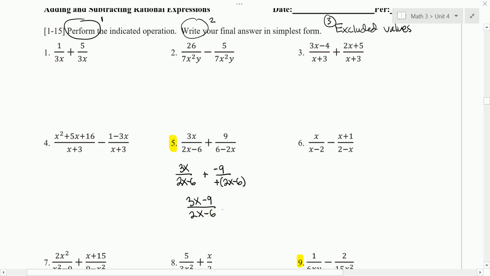There's nothing that can be factored or reduced. Actually, take that back, we can factor a 3 out of the top part, so we get 3 times x minus 3. We could factor a 2 out of the denominator and get 2 times x minus 3. And both fractions have an x minus 3. Divide top and bottom by x minus 3, and you end up with 3 over 2.